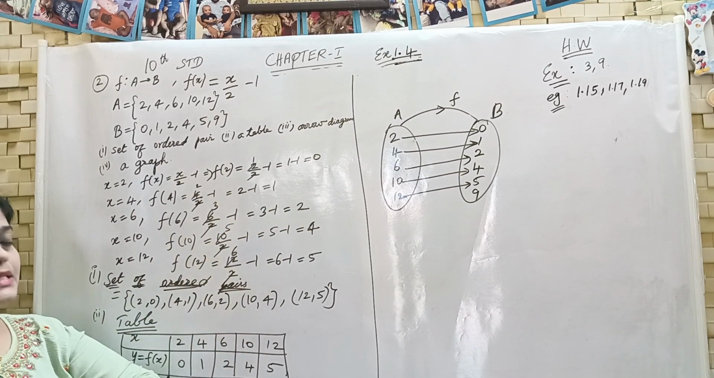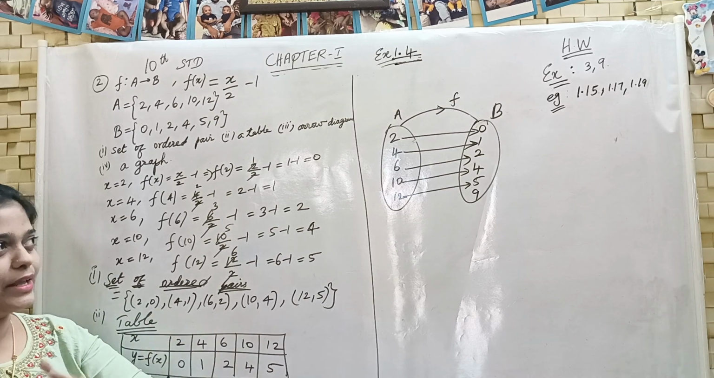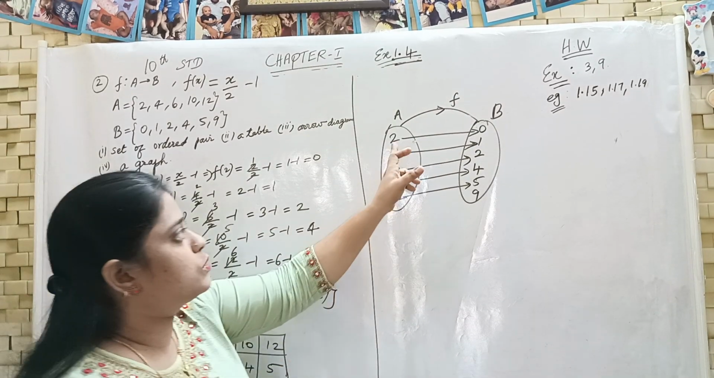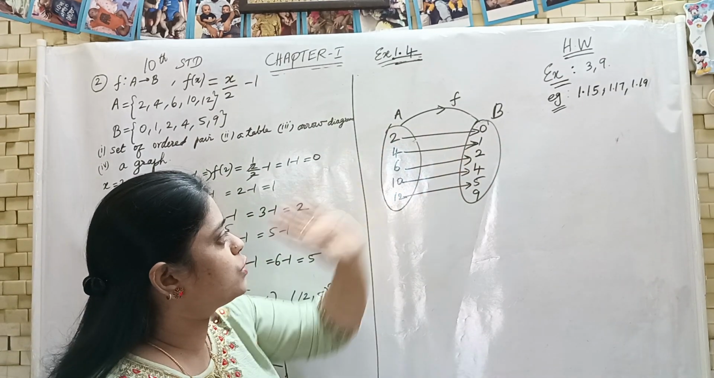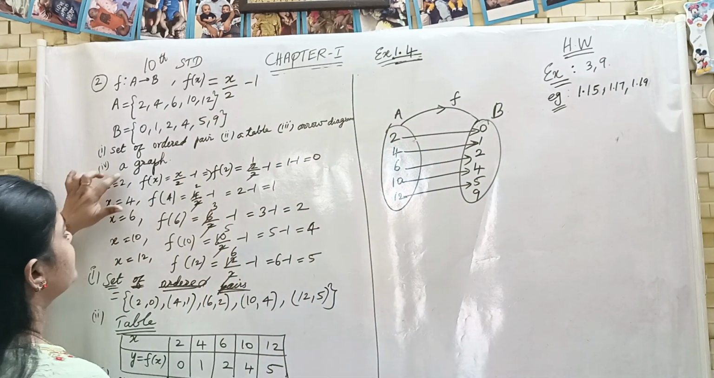Arrow which just domain to codomain range mark பண்றது. So 2's f of x value is 0. So mapping. So 2 is mapping to 0. It is your arrow diagram. Next one, a graph.